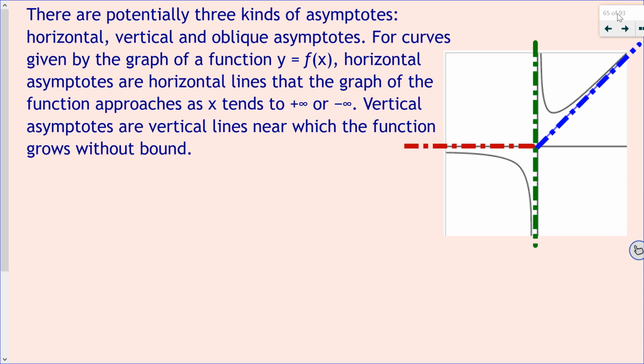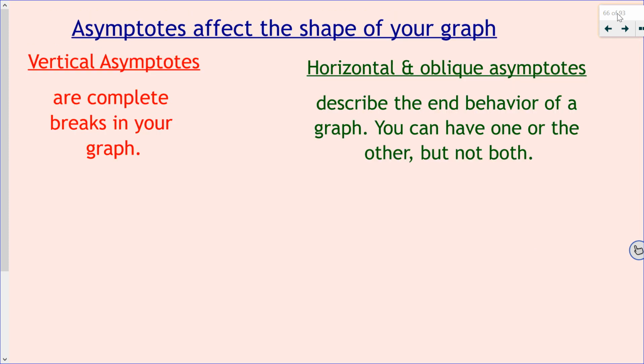And so oblique is just another word for slanted. So all of these are linear equations. Two of them are functions. We know that the vertical one is not a function. And so the red and the blue describe end behavior. Okay, notice what's happening at the ends of the function. Whereas green is a do not cross line. And so that's what this says.